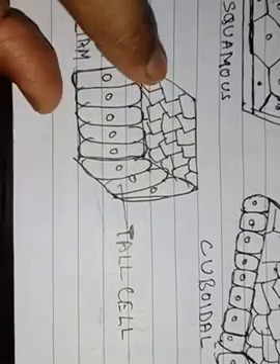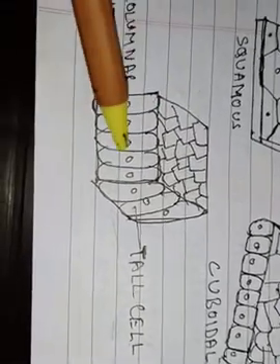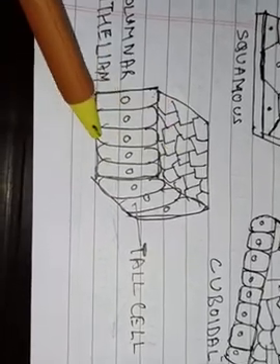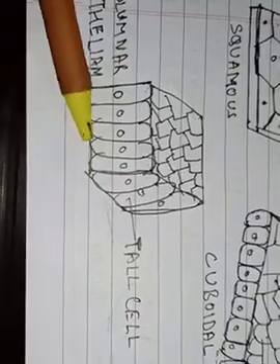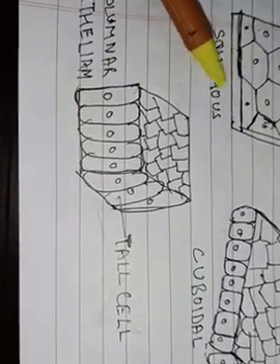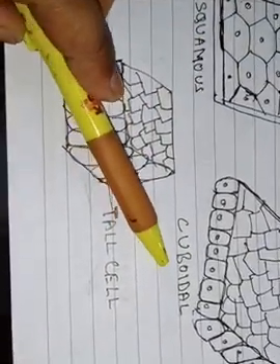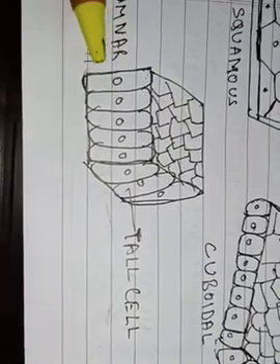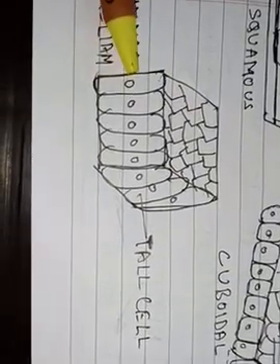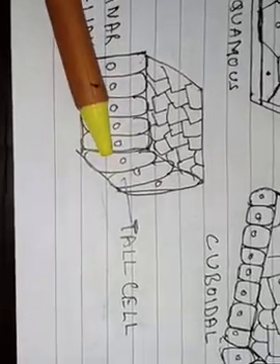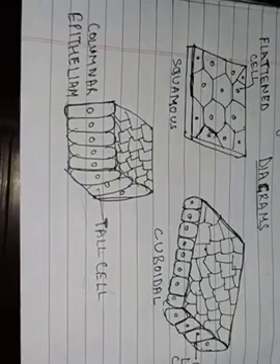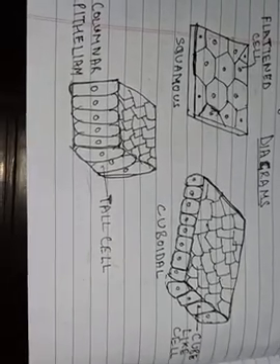The thickness of these cells is also more than the squamous and the cuboidal epithelium cells. And this is in the column form. These are also called the tall cells. Now these are the three structures. Hope you all have understood till here.